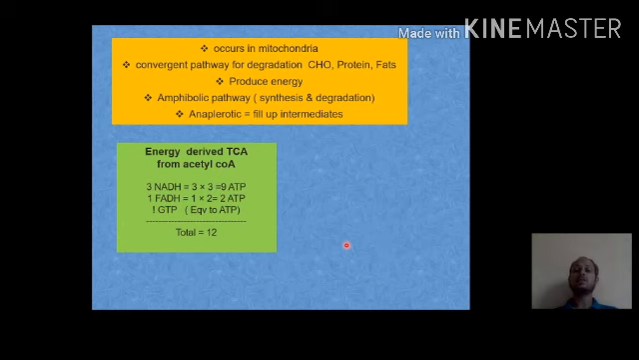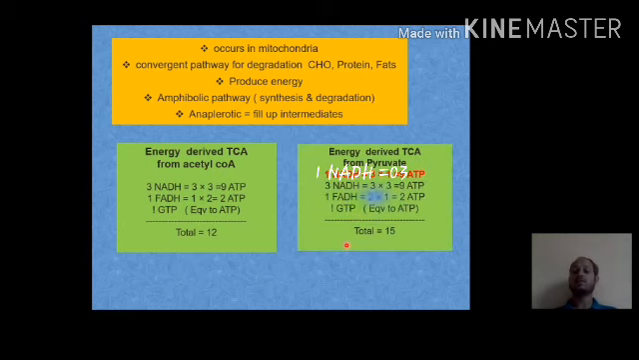Here the energy value, or the ATP that is given out by the TCA cycle, has been shown. In total we get 12 molecules of ATP: 3 molecules of NADH will produce 9 ATP, 1 molecule of FADH2 will produce 2 ATP, and 1 ATP is directly produced in one turn of the TCA cycle. So if we consider it from acetyl CoA, it will produce 12 molecules of ATP.